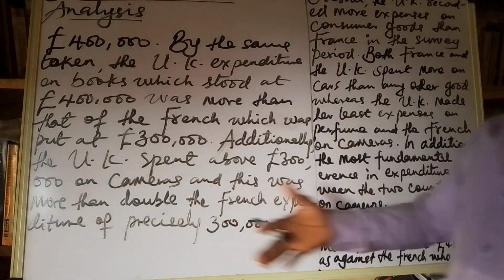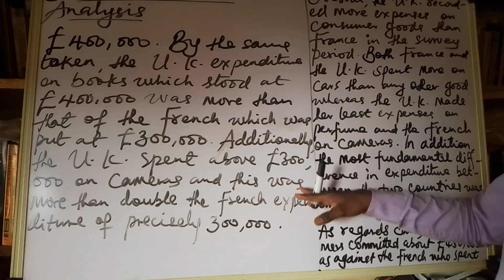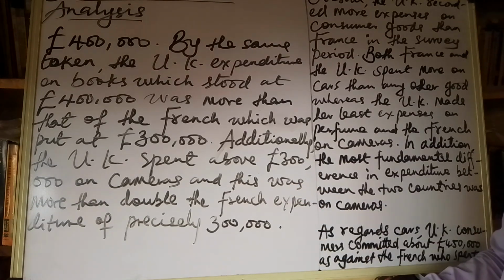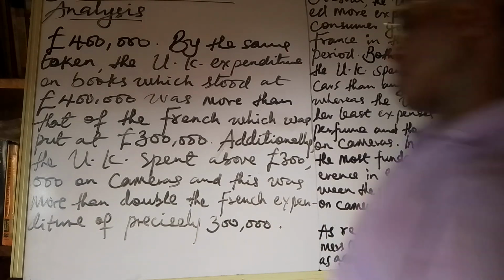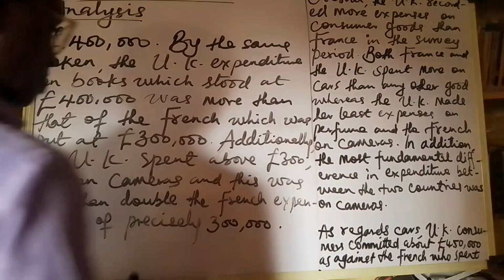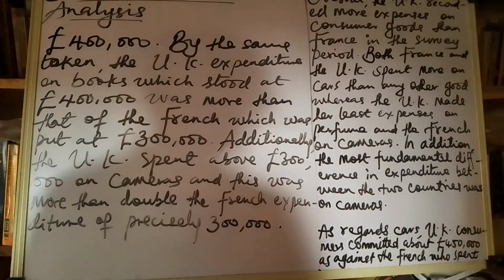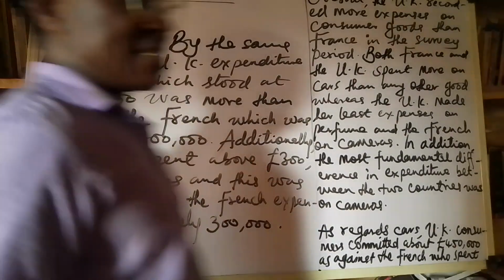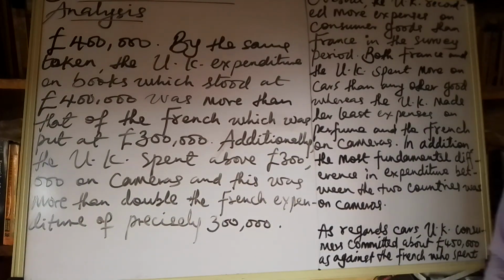Additionally, the UK spent above £300,000 on cameras, and this was more than double the French expenditure, which was precisely £300. This is the third paragraph. You can call it the analysis paragraph.